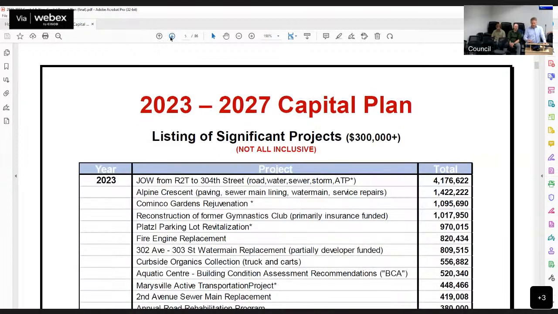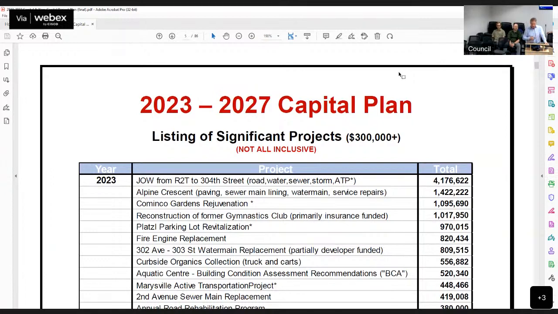As you've seen in the annual capital project plans, there's dozens of projects in each year. So I've just pulled the significant ones. I've used a number of $300,000 plus and pulled them all out for each year of the 5-year financial plan. So we've got some big projects in here. Some of the bigger projects we do are related to reconstruction of roads. We reconstructed a number of roads over the last number of years.